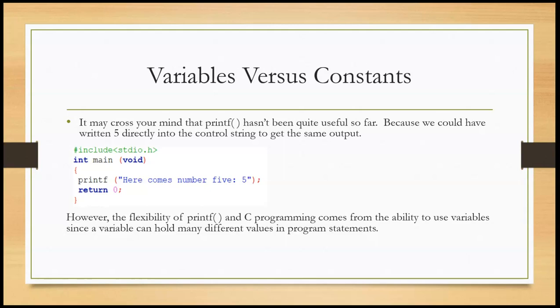Now if we run this program, it gives the same output as before, that is, it prints the message "here comes number 5, 5". However, the flexibility of printf and C programming comes from the ability to use variables, since a variable can hold many different values in program statements.